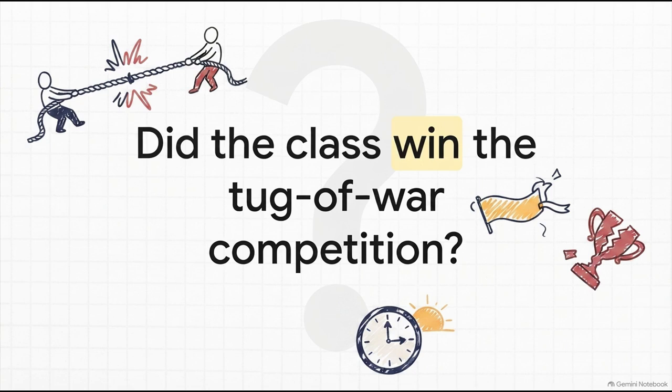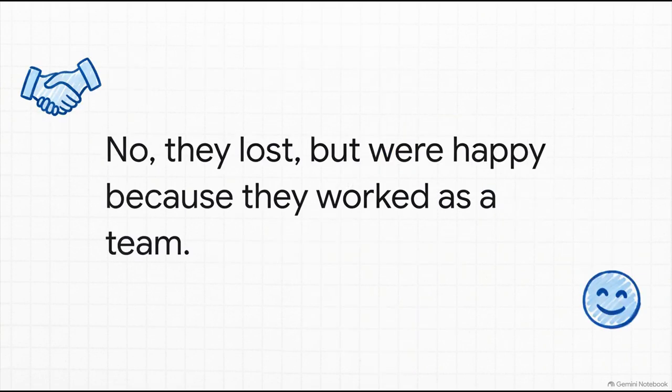Okay, final question in the drill. Did the writer's class win the afternoon tug-of-war competition? Think carefully about that little narrative twist at the end of the day. The answer is no. They lost, but they were still happy because they worked as a team. This question is absolutely crucial because it ties directly back to the reorientation. It proves that the recount text isn't just about listing facts. It's about the feeling, and in this case, the ultimate moral of sportsmanship.